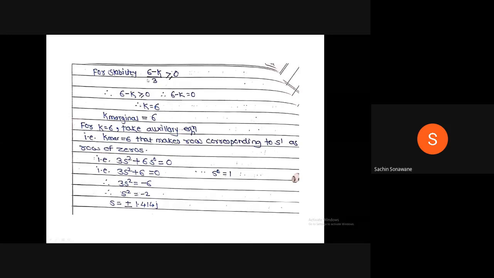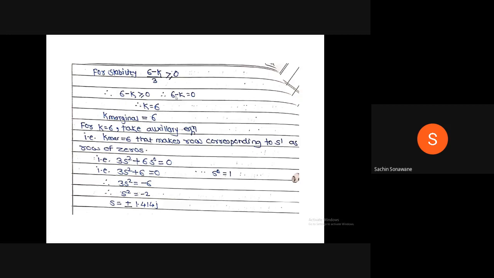Therefore for stability, 6 minus k divided by 3 is greater than or equal to 0. Therefore 6 minus k is greater than or equal to 0. Therefore 6 minus k is equal to 0. Therefore k is equal to 6. Therefore k marginal is equal to 6.